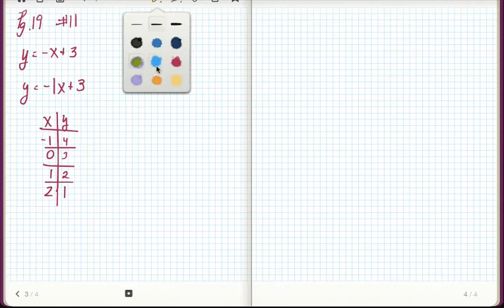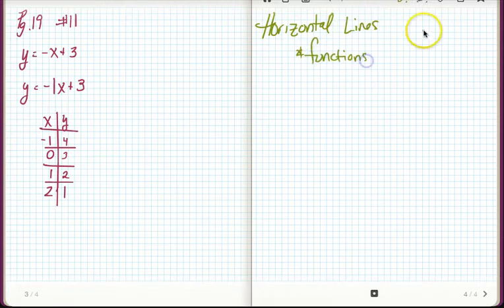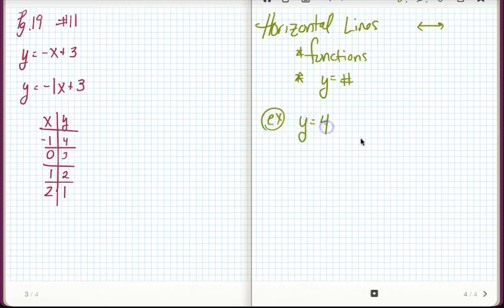Let's go ahead and talk horizontal and vertical lines. They are special. So I'll start over here. Horizontal lines, they are functions because they pass the vertical line test. And they're always in the format y equals some number. So for example, we might have y equals 4.